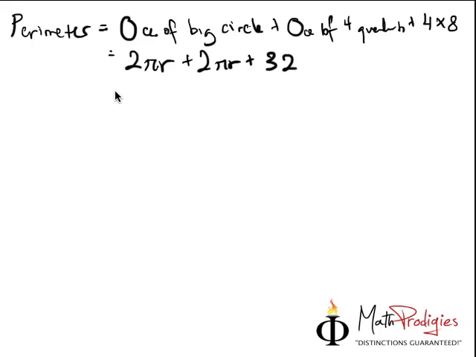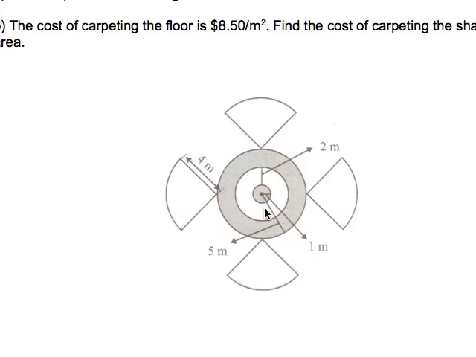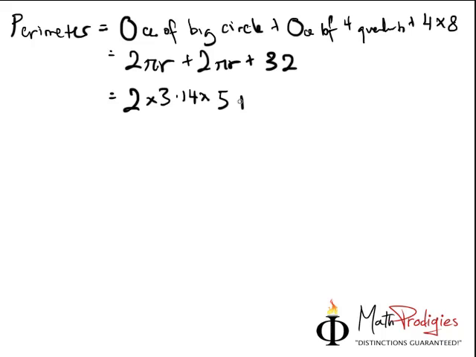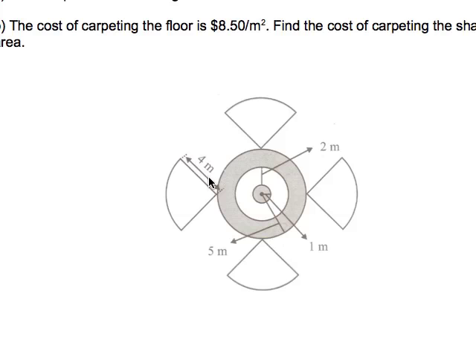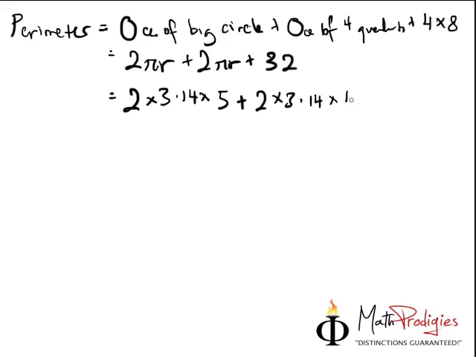4 times 8 is 32. So from here you can start doing 2 times pi, which is 3.14, times the radius of the big circle. The radius of the big circle is here, 5 meters. So times 5 meters, plus 2 times 3.14 times the radius of the quadrants. The radius of the quadrants is 4 meters. Plus 32. So let's do it on our calculator.